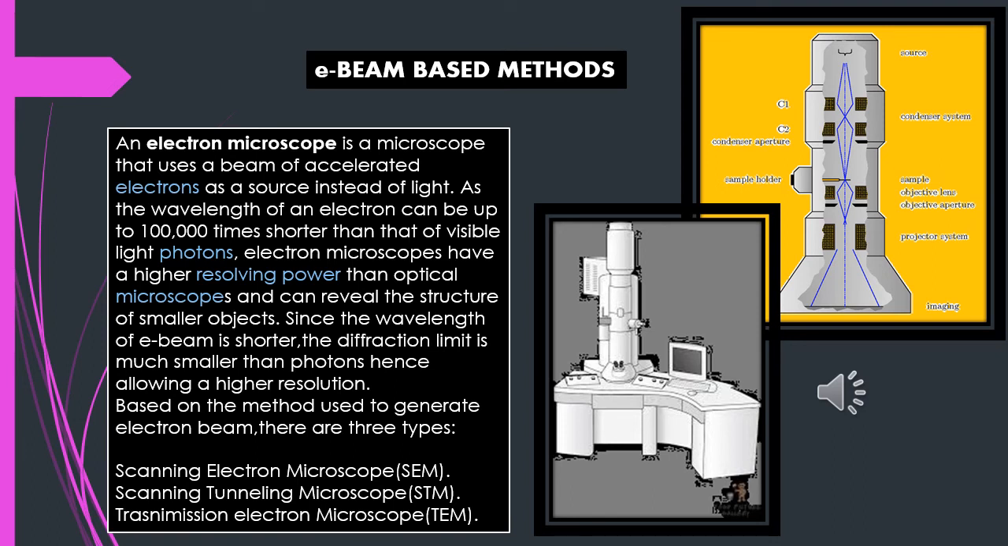Based on the method used to generate the electron beam, there are three types: scanning electron microscope, SEM; scanning tunneling microscope, STM; and the last one, transmission electron microscope, TEM.